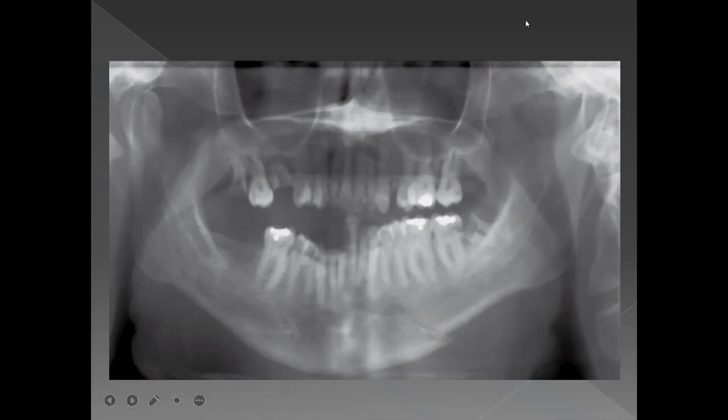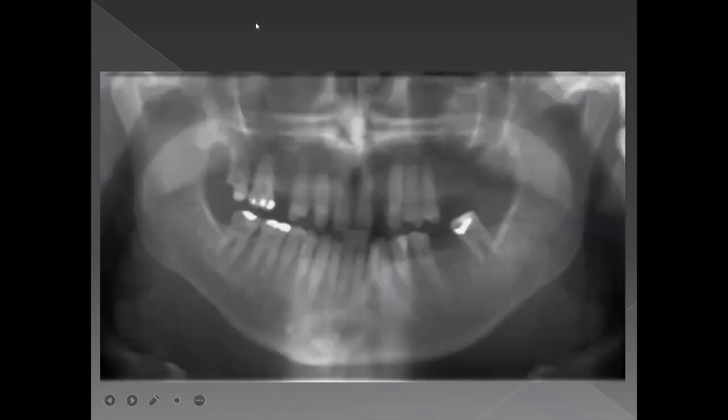All right. So next, if you have to describe the whole OPG, try to describe it in this way so you won't miss anything. All right. Let's move on to the next case.